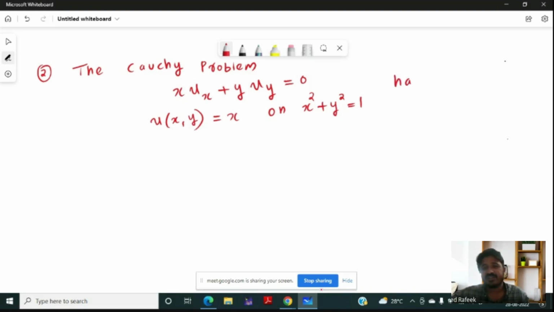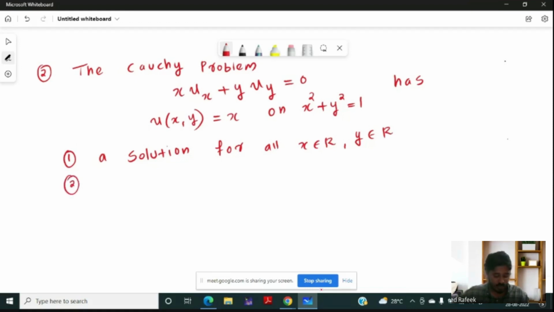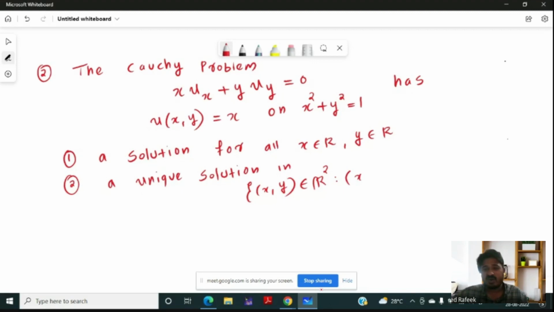Does this Cauchy problem have: option 1, a solution for all x belongs to R, y belongs to R; option 2, a unique solution in the set of ordered pairs (x, y) belonging to R² such that (x, y) is not equal to the origin (0, 0).